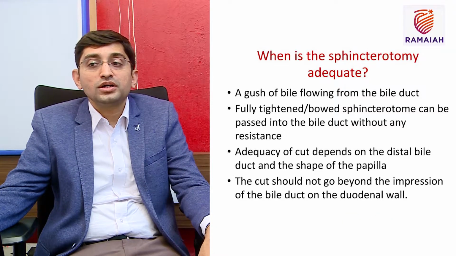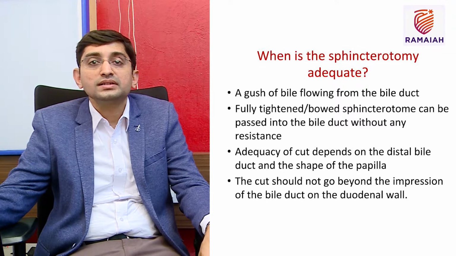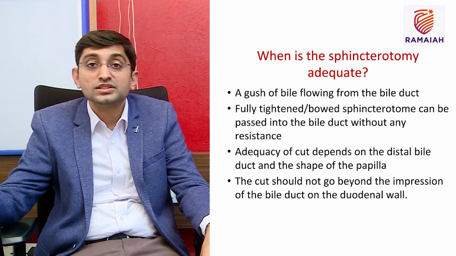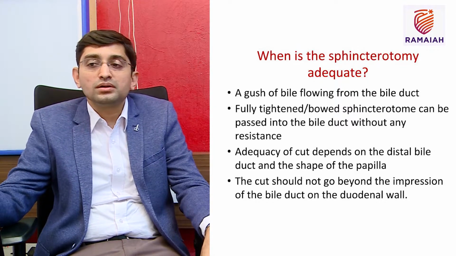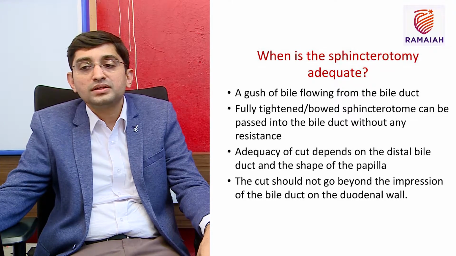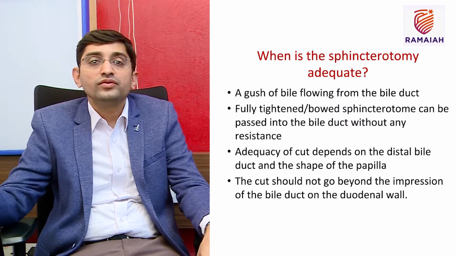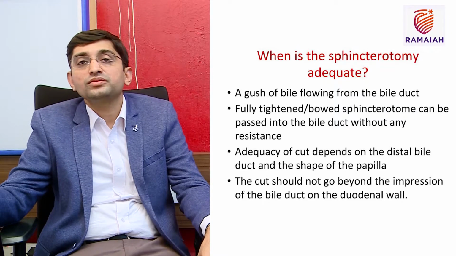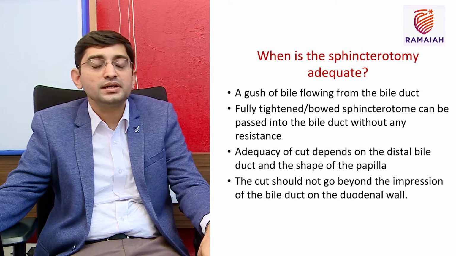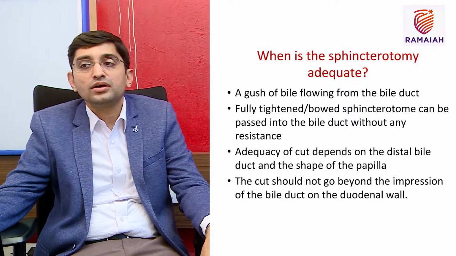So when do you say that the sphincterotomy is adequate? One, there should be a gush of bile coming from the bile duct. Second, a bowed, fully tightened sphincterotomy should be able to pass freely into the bile duct. The adequacy of the cut will be determined by the diameter of the distal duct and the shape of the ampulla. Suppose the papilla is flat, we are not going to cut much. We will use a balloon sphincteroplasty depending upon the indication. The cut should not go beyond the impression of the bile duct on the duodenum.